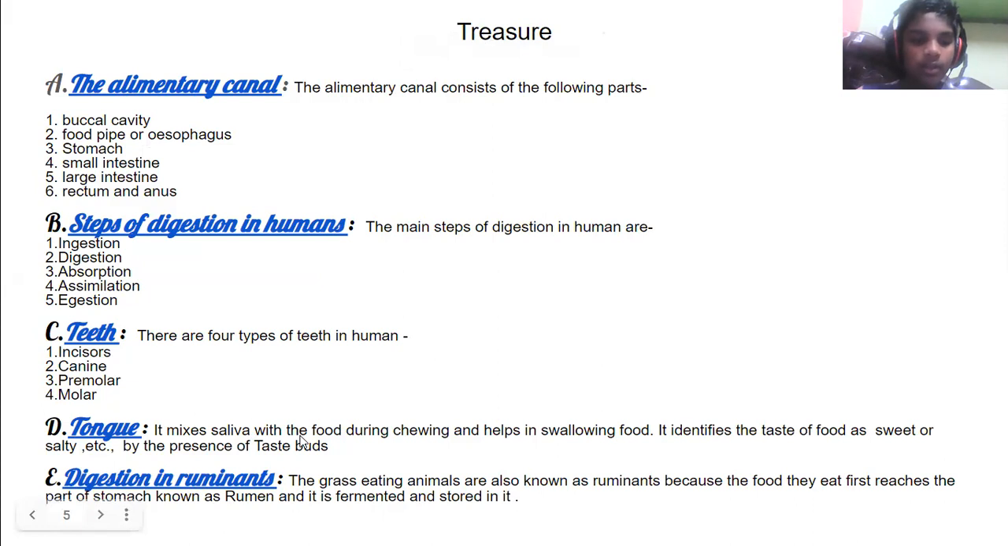Digestion in ruminants. The grass eating animals are also known as ruminants because the food they eat first reaches the part of the stomach known as the rumen and is fermented and stored in it. After that, the food comes back as cud to the mouth and they start chewing.